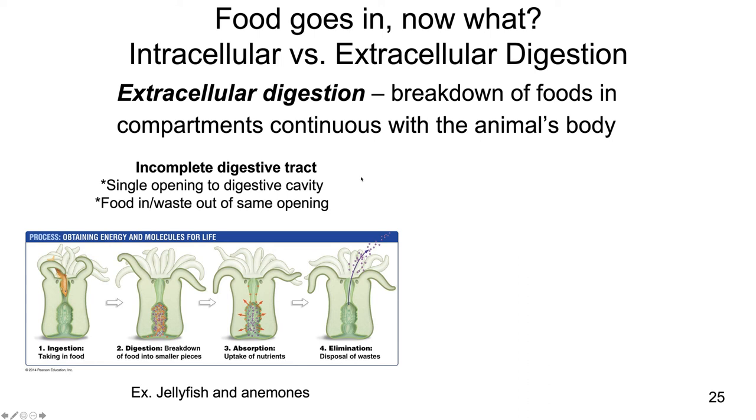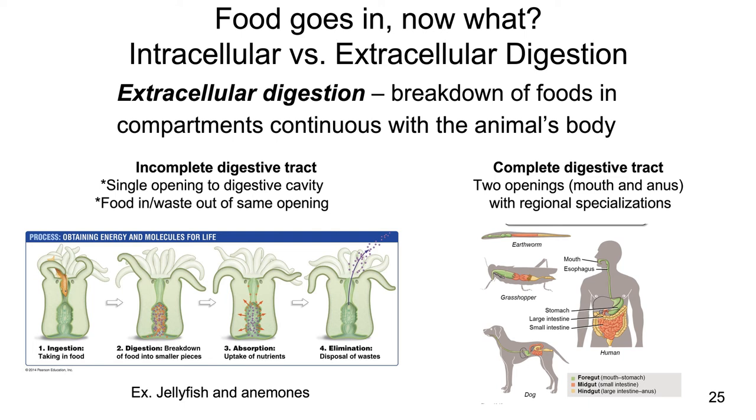Okay, or I'm sorry, the digestion itself is complete and the absorption is complete, but it's using an incomplete digestive tract. And this is in contrast to a complete digestive tract. A complete digestive tract is one that has two openings, okay, a mouth and an anus. And typically you have regional specialization. There's not a lot of specialization in an incomplete digestive tract, in the sense that the stomach and the small intestine and the large intestine are all happening in this gut here.